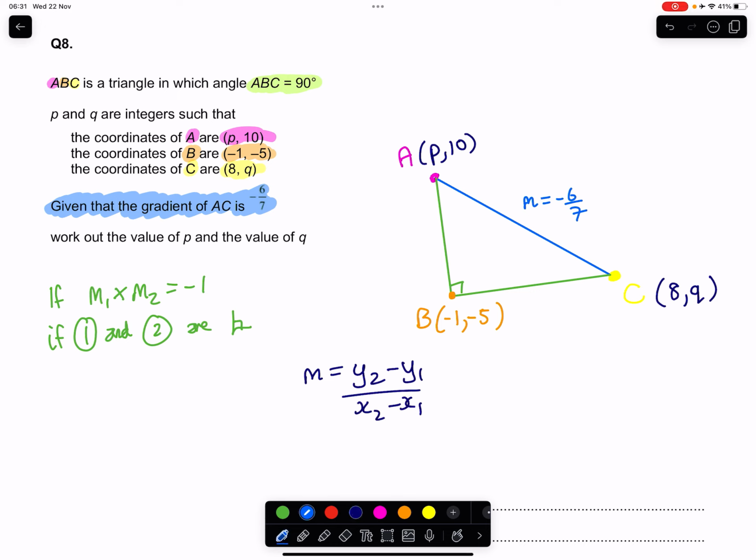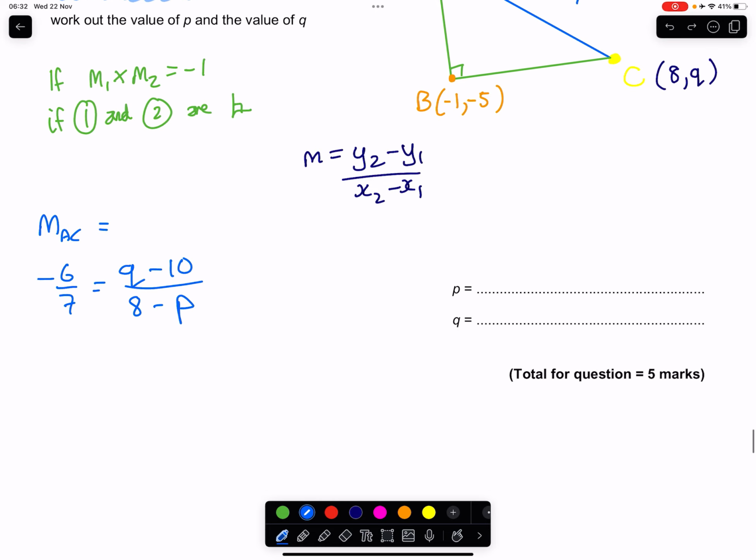And basically our gradient of AC, which we know is negative 6 over 7, is going to equal y2 minus y1 over x2 minus x1 involving these coordinates. So I'm going to use Q as my y2, 10 as my y1, 8 as my x2, and P as my x1. It wouldn't have mattered if you set these up the other way around, 10 minus Q and P minus 8. It won't make a difference. Either way, you'll still get the same result as long as you do everything else correctly.